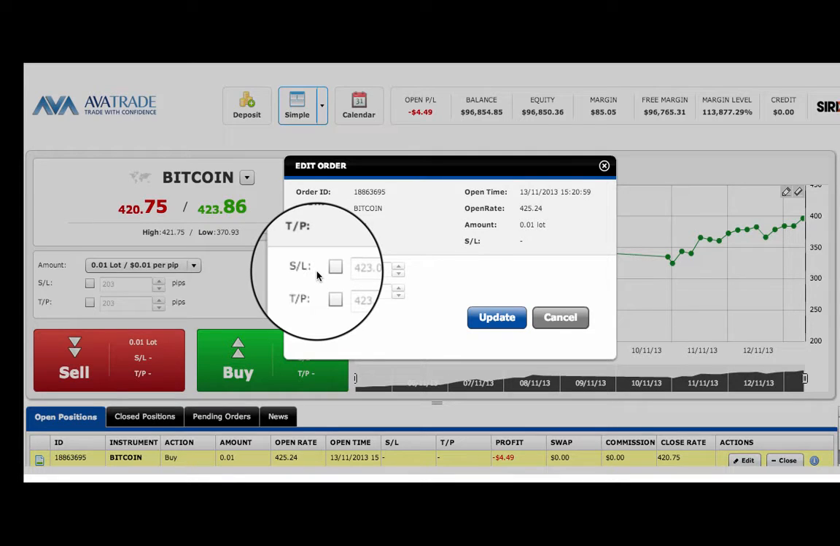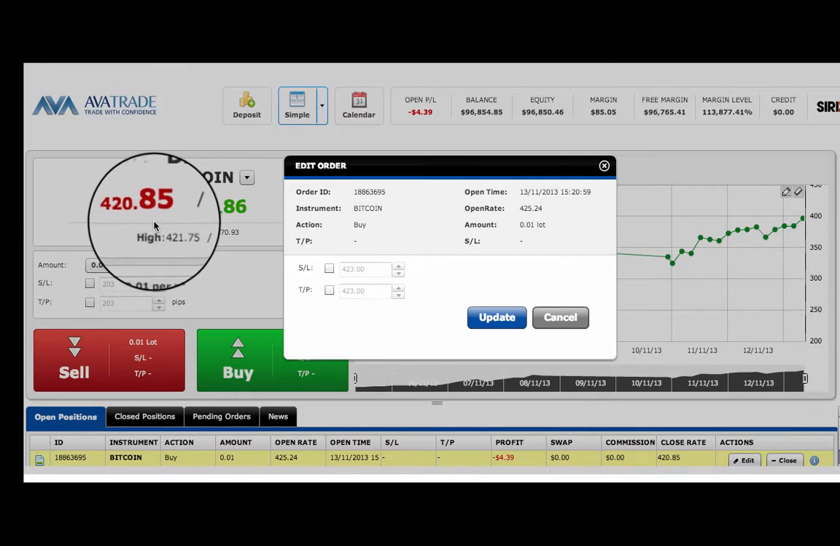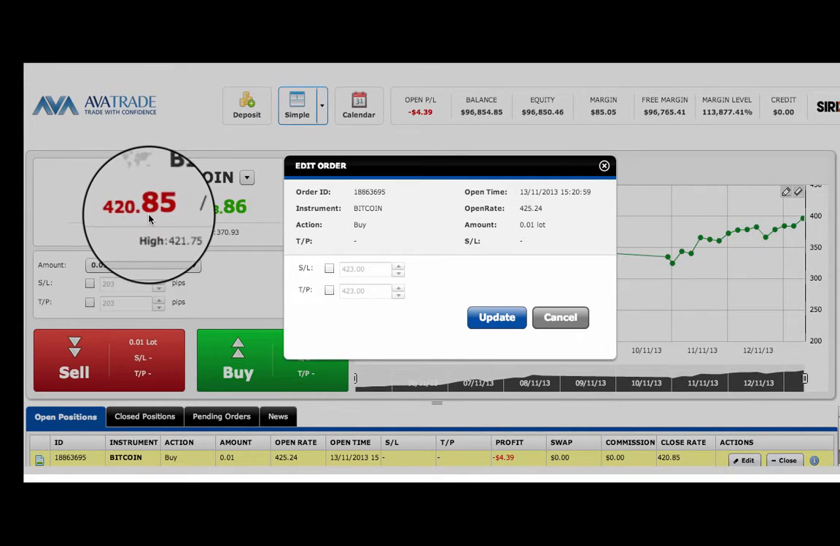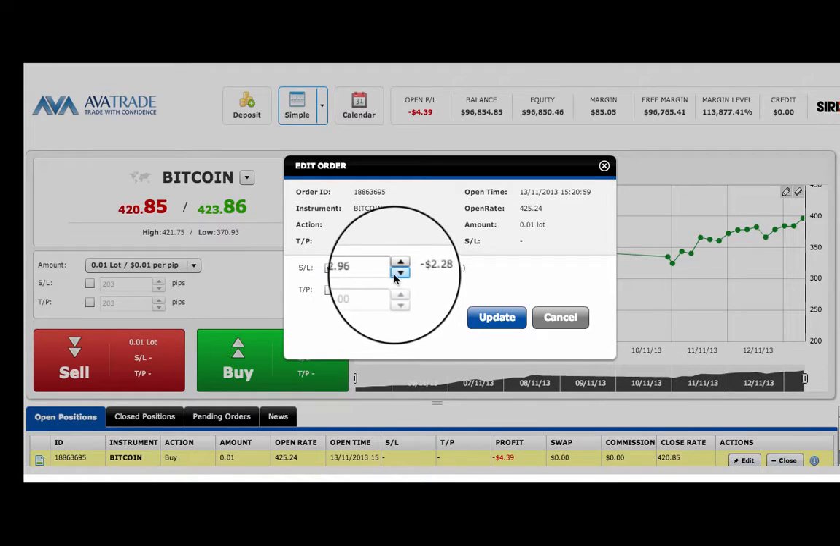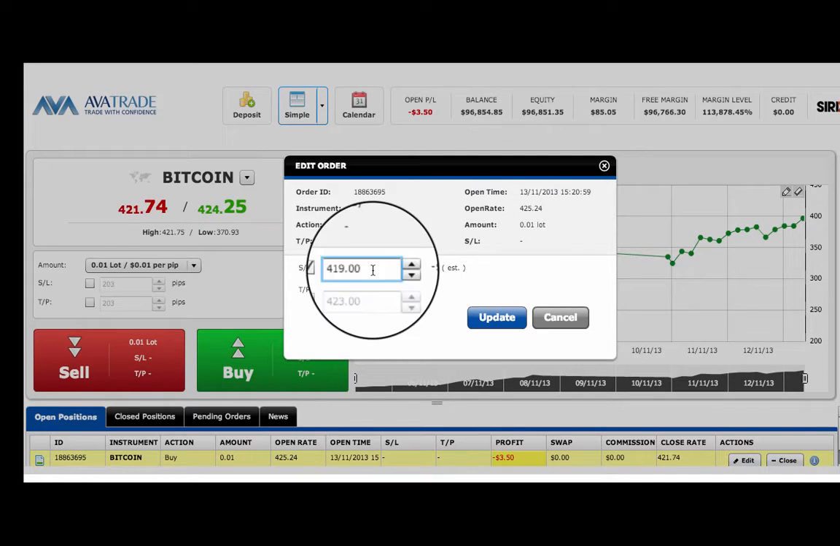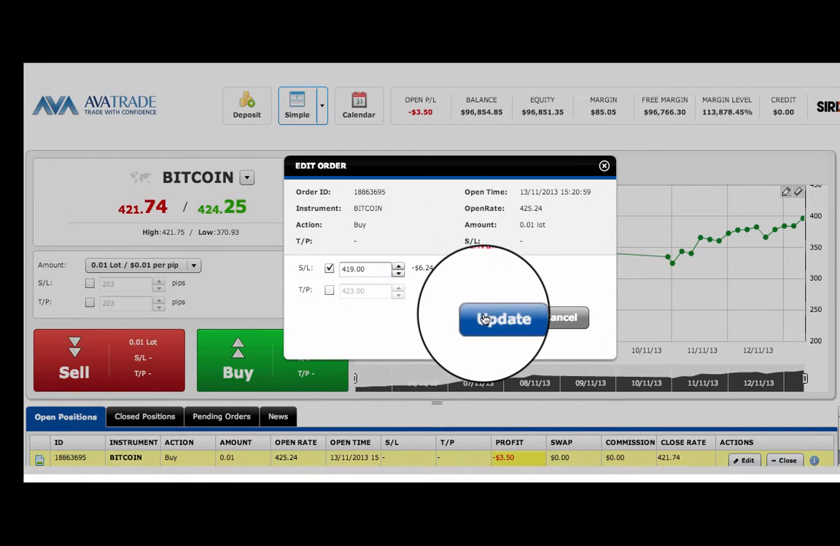The stop loss is used at a buying position in order to minimize your losses by saying, hey, if for example the sell price now drops below, let's say, 419, then close this order. I don't want to lose any more money. So let's put a stop loss here and tell it to sit at 419, for example. And we'll update this.